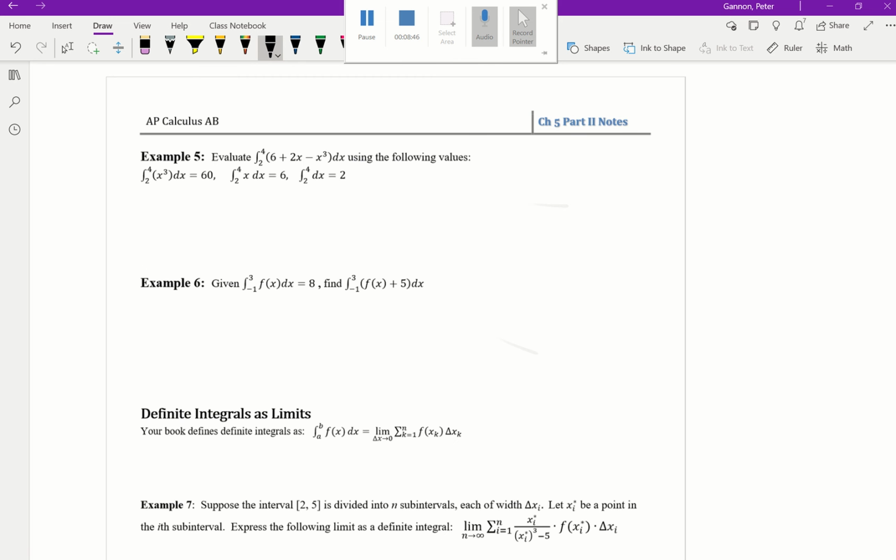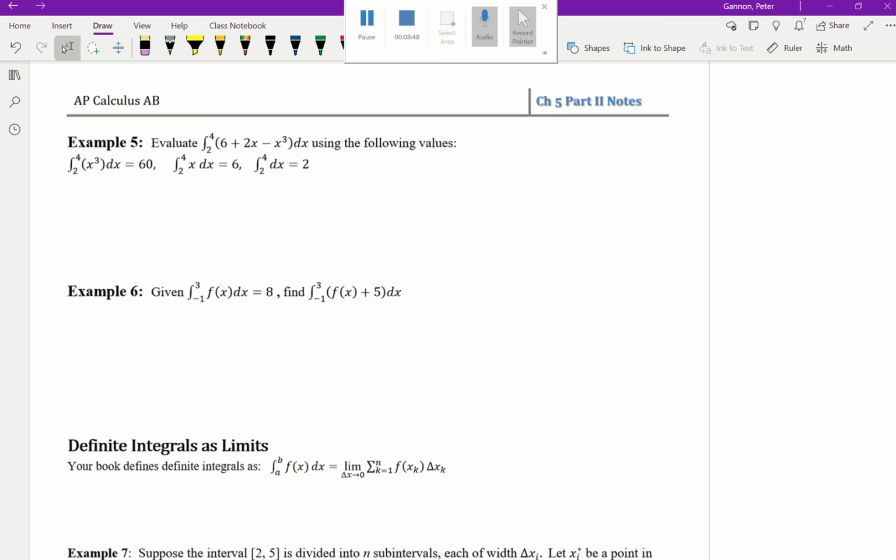All right, in example 5, it says we want to evaluate the integral from 2 to 4 of the quantity 6 plus 2x minus x cubed using the following values. We've got certain integrals given. The integral from 2 to 4 of x cubed is 60. The integral from 2 to 4 of x dx is 6. And the integral from 2 to 4 of dx is 2. So what we want to do is go ahead and break this integral up into its parts.